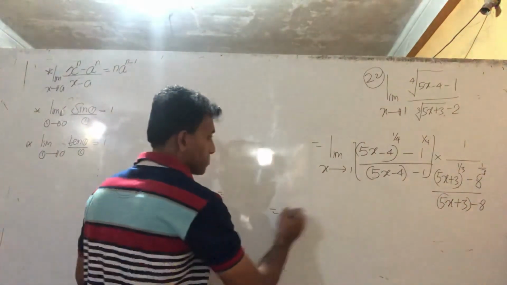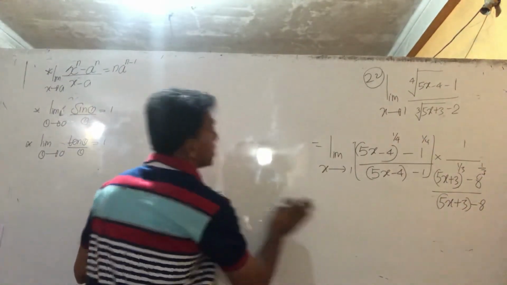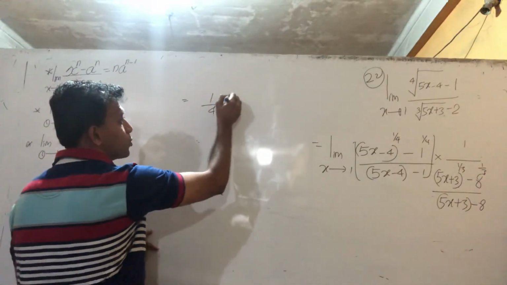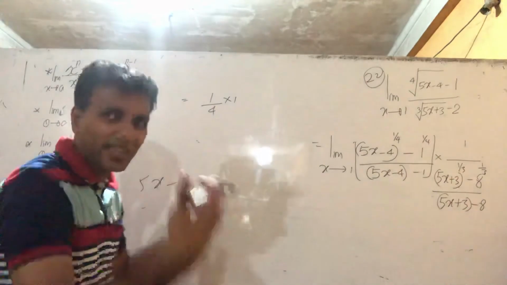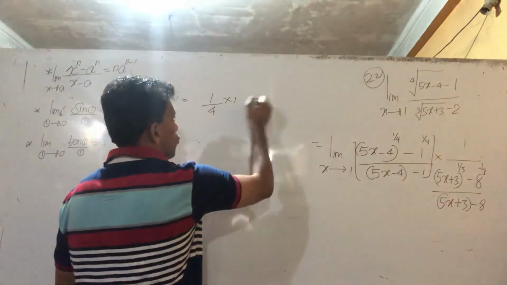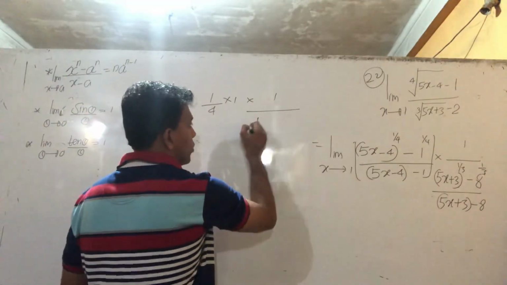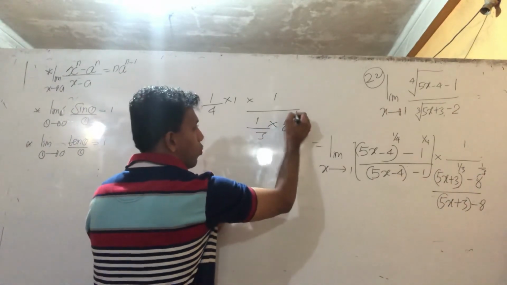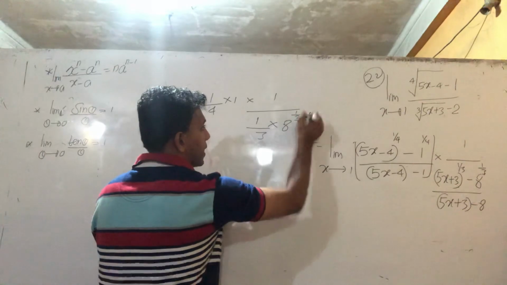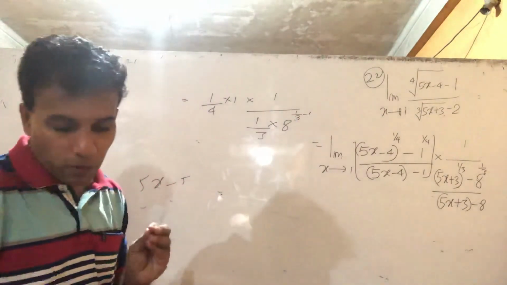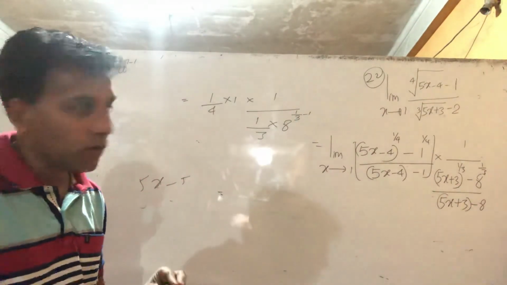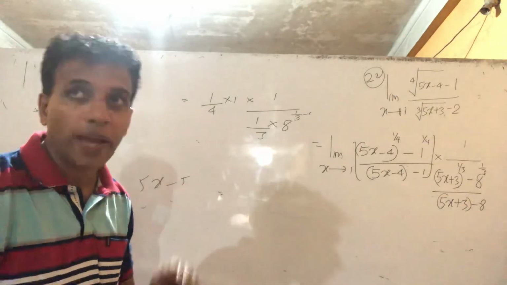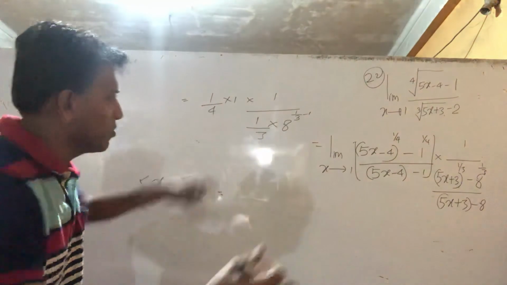So what is the answer? 1 over 4 into 1 to the power, no matter, the answer is 1, over 3 into 8 to the power 1/3 minus 1. x to the power n minus a to the power n over x minus a is n a to the power n minus 1 pattern. So now simplify, get the answer.